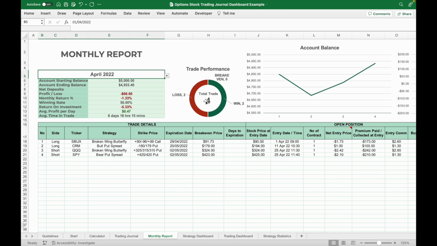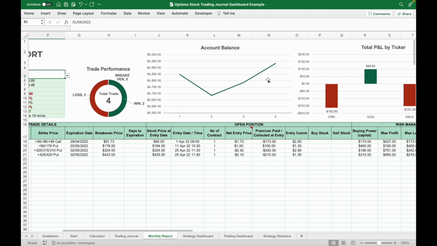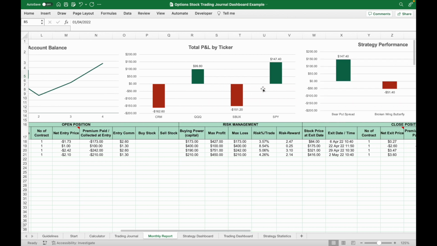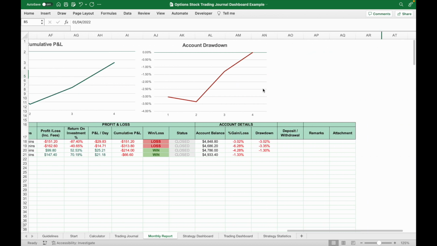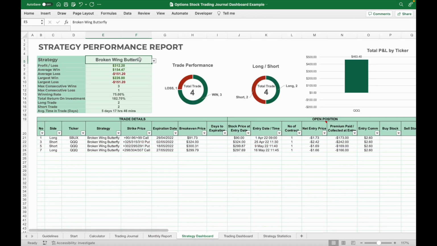The dynamic charts here will show your account balance, your total profit and loss by ticker, strategy performance, your cumulative profit and loss, and the account drawdown. It's very important to analyze the performance of every strategy we use for trading. So I created a strategy performance dashboard and strategy statistic graph and table for you to know how each of your individual trading strategies are performing. This allows you to identify which strategies are working well and which may need to be improved.